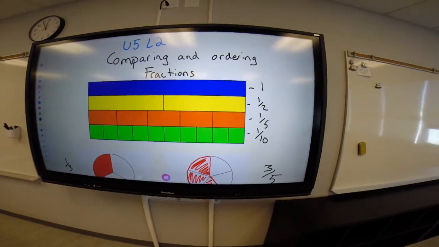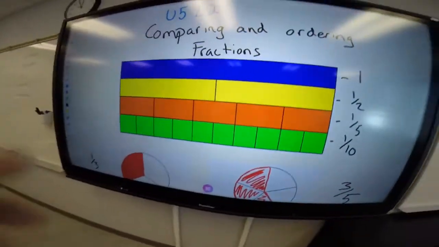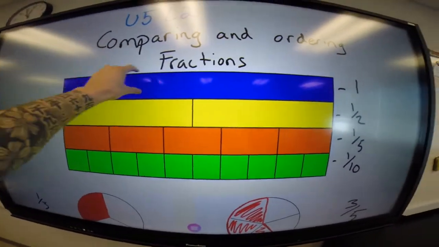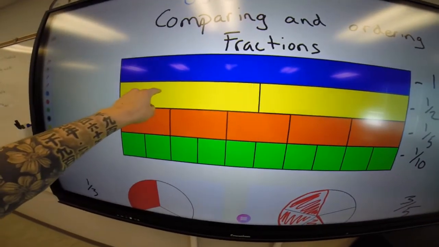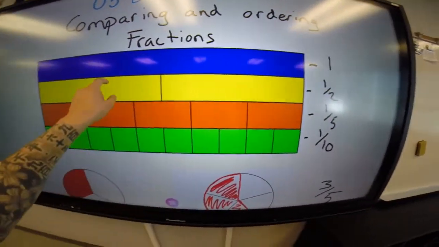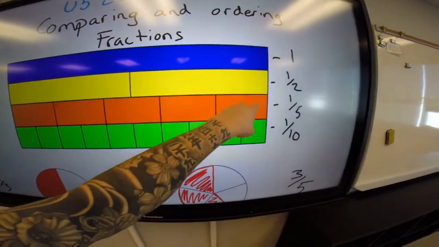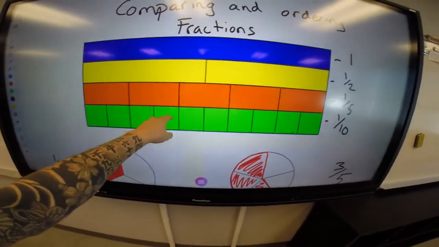Now, a question you might be wondering is, well, Mr. Fuji, how do you know that? Well, it's quite simple, my friends. If I look at my chart here, this is not split into any sections. This is just one piece, so I knew that it was whole. This one is split into 2, and if I were looking at this one, it would be 1 out of 2. I had 1 over 2. This one, I can count the boxes, and I go 1, 2, 3, 4, 5. And if I have one of them, I have 1 over 5. And then the last one, 1, 2, 3, 4, 5, 6, 7, 8, 9, 10. So that's how we figured that out, okay?